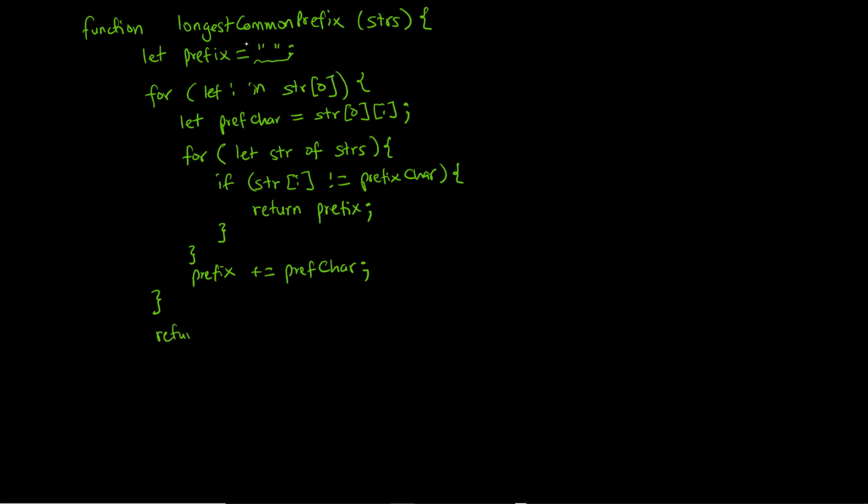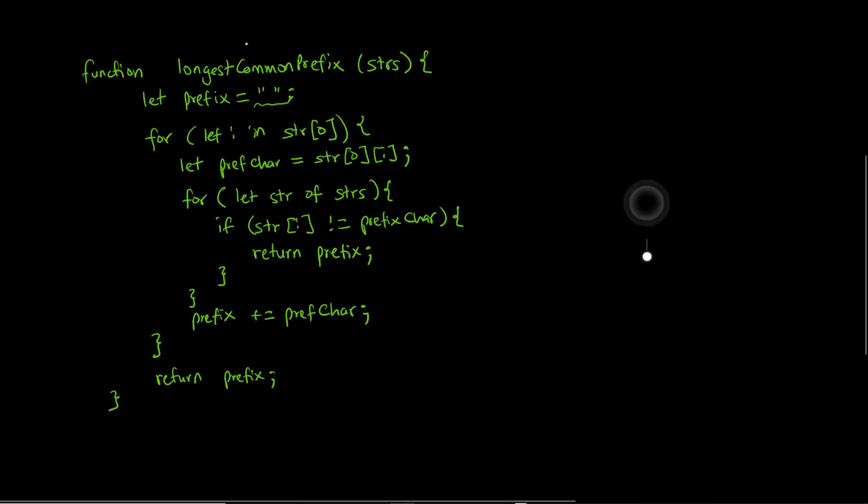And then at the end, if there's no violation here, we run through the whole array and we return prefix. That's the end of our function.